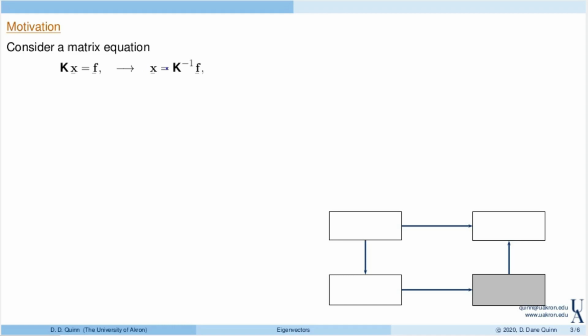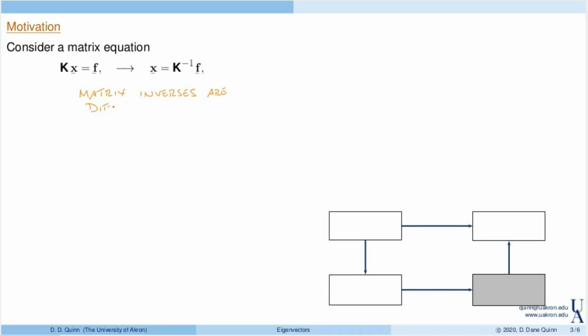Obviously, this matrix equation can be solved directly. K inverse times f is equal to x, right? But the problem is matrix inverses are sometimes difficult to calculate.